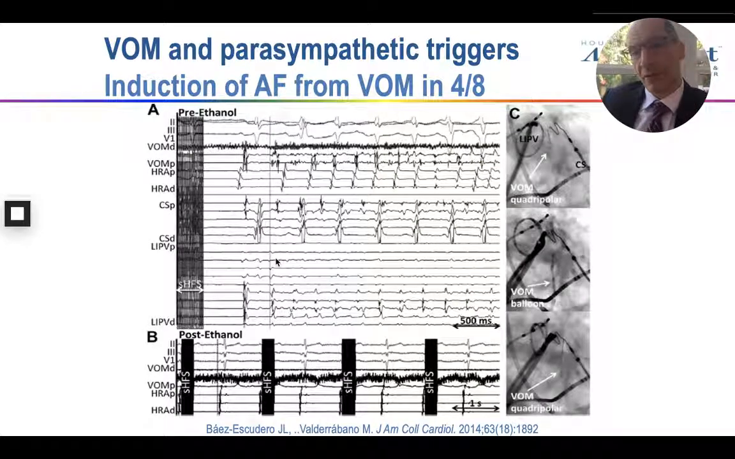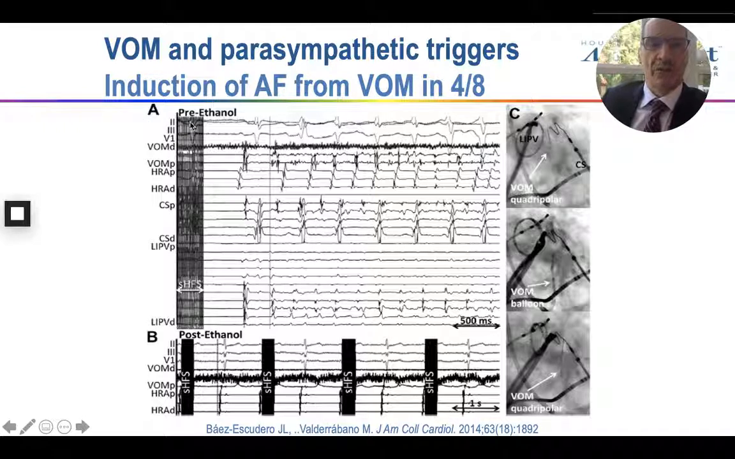We later studied the presence of cardiac innervation in human atrial fibrillation by doing high frequency stimulation in the vein of Marshall. This was a complex protocol, but we did it in two different settings. One was a synchronized short burst of high frequency stimulation, synchronized to the P wave in a way that we will not capture the atrium.